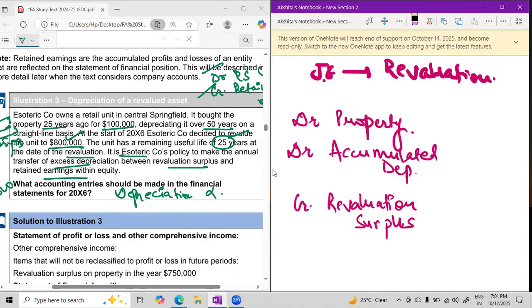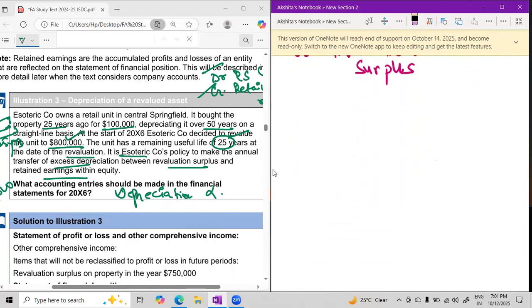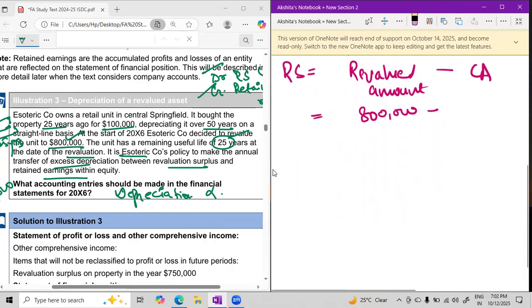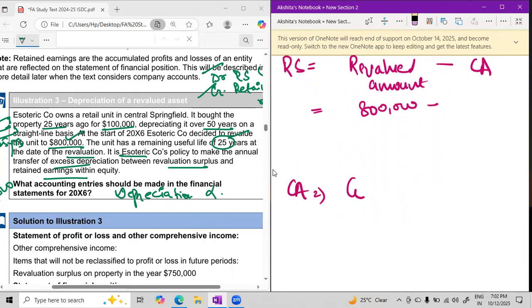So see, how do we calculate the value of our revaluation surplus? Our revaluation surplus is revalued amount less the carrying amount. The revalued amount, we have revalued it to 8 lakhs. But what was the carrying amount? Carrying amount is cost less depreciation. So let us first calculate the depreciation. The cost of the asset was 1 lakh and its useful life was 50 years. So when you will calculate, the answer would come out to be $2,000.